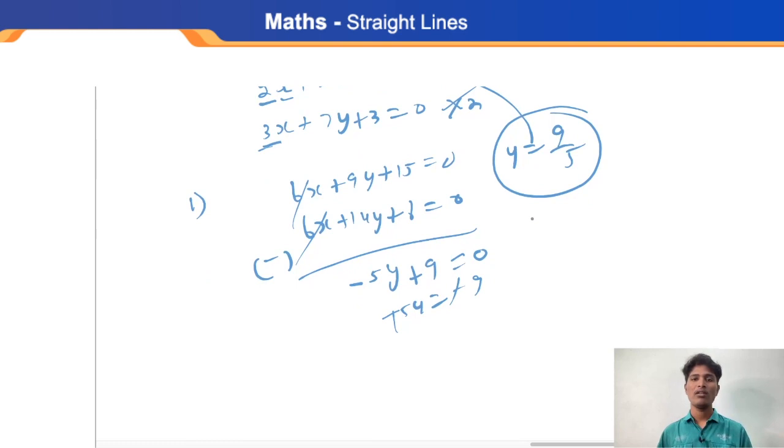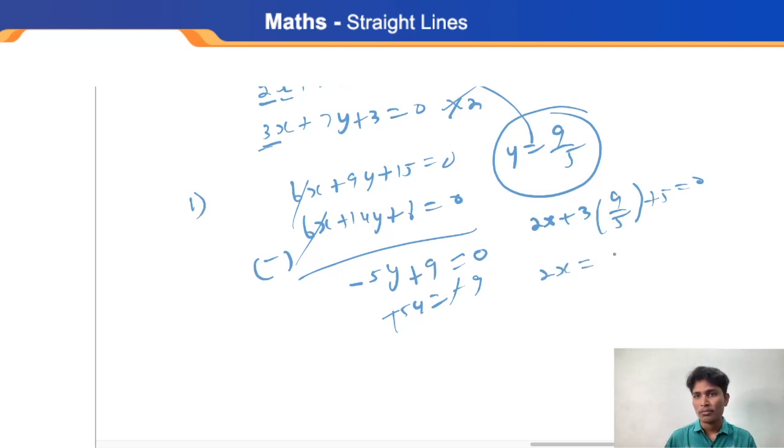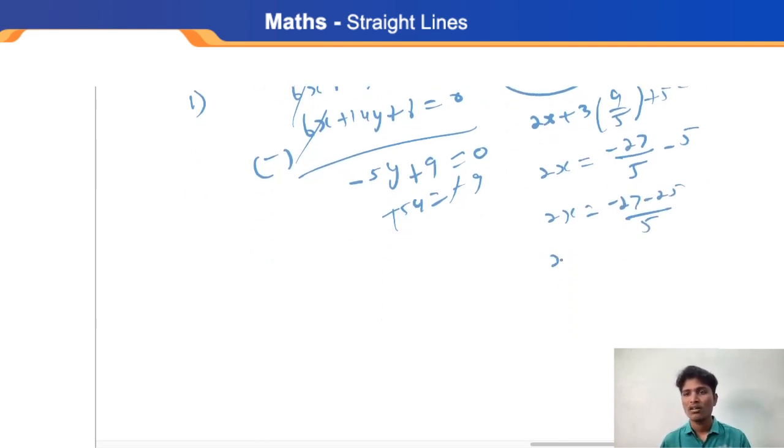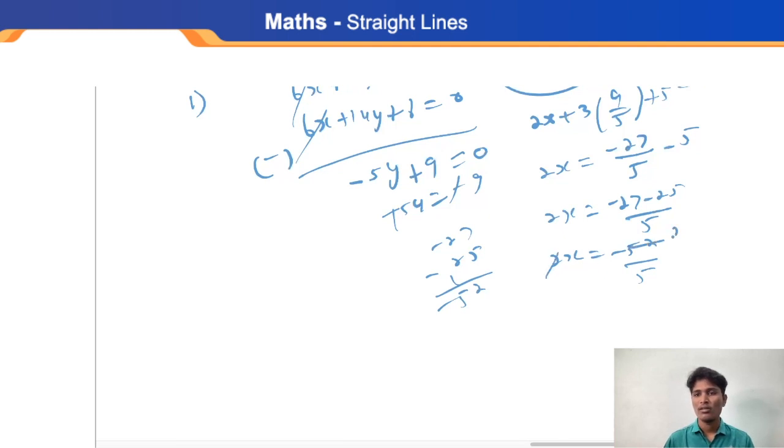So what will you get? You will get 2x plus 3 into 9 by 5 plus 5 is equal to 0. What will you get as the x value? It is minus 27 by 5 minus 5. So 2x is equal to minus 27 minus 25 by 5. So 2x is equal to minus 52 divided by 5.